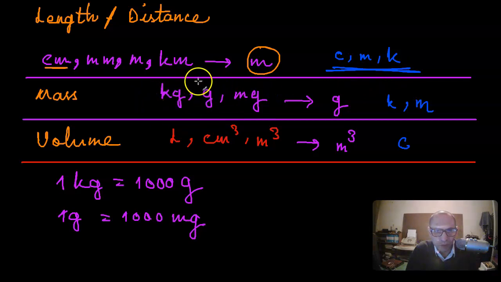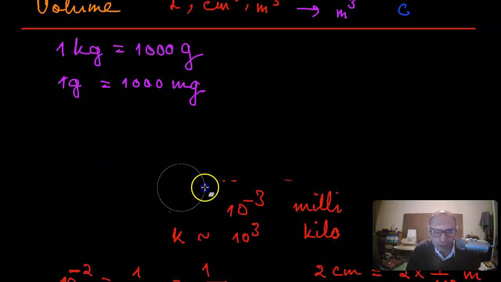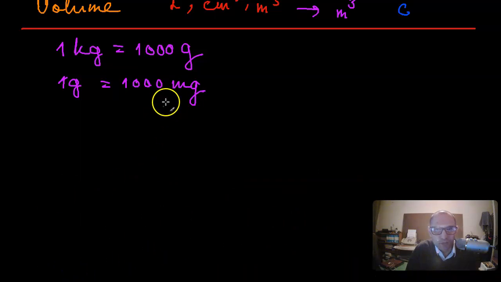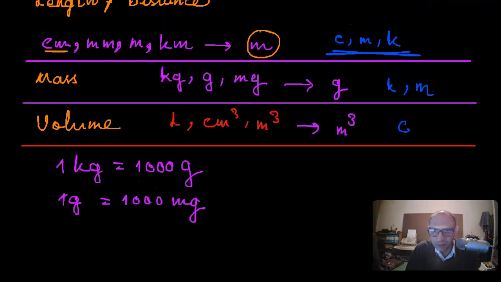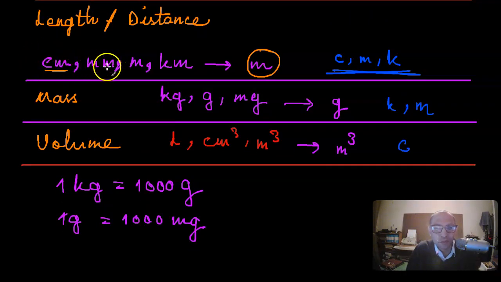So we have the kilogram, the gram, and the milligram. Since we are working with the SI system, you would expect that, for example, you see over here we have the centimeter, the millimeter, the kilometer, the meter. So the base unit for distance is the meter. And the meter, you already know that it's just 1 meter, right?